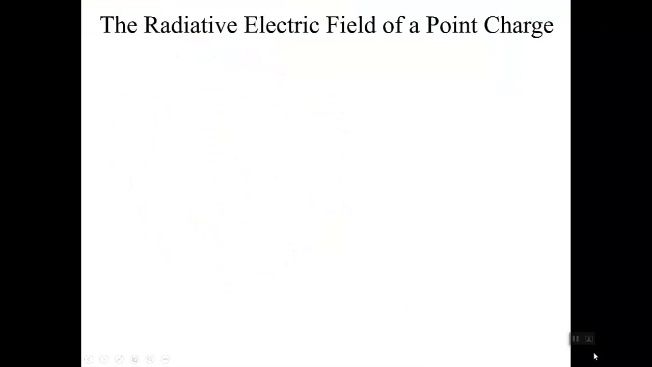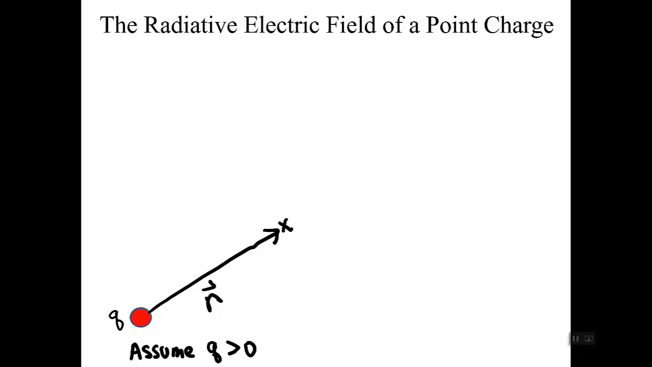Now let's put all this on a more quantitative footing by discussing an expression for the radiative electric field of an accelerating point charge. Let's consider an observation location located by the vector r with respect to a point charge q, where, to start, we'll assume q is greater than 0. Let's also assume the charge has an acceleration vector a as shown. Then here's the expression for the vector E sub r, the radiative electric field at the observation location.